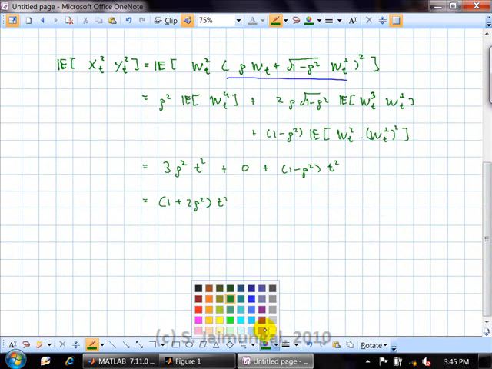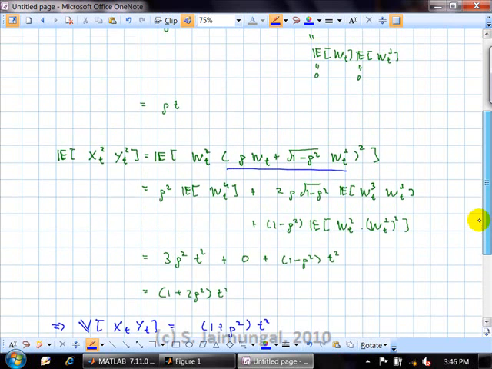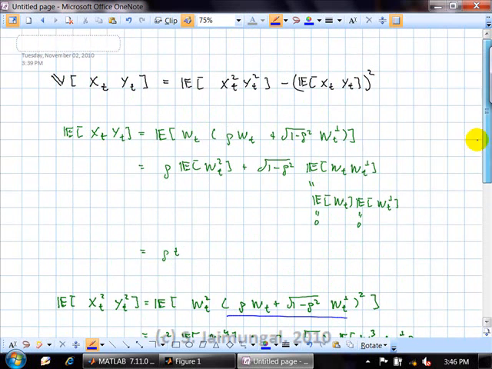So what's our answer? Final answer for the variance, it's 1 plus rho squared times t squared. Right, the 2 rho squared t squared gets killed by this term. One of them gets killed by that term because our answer was rho times t.